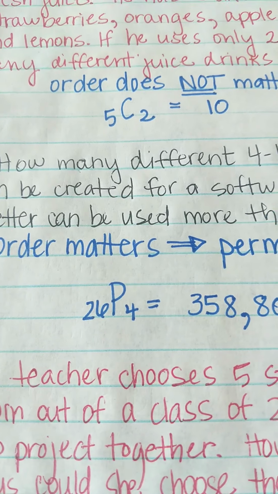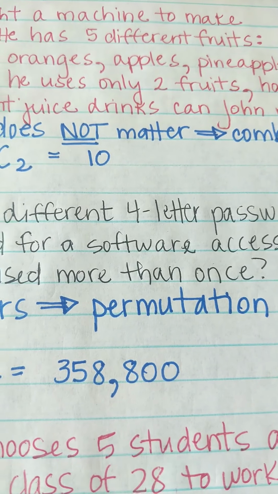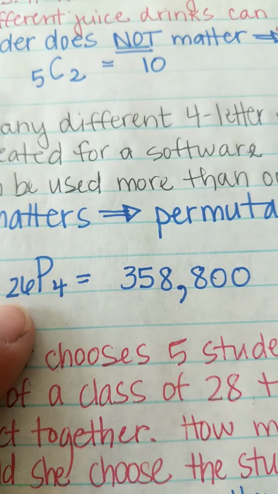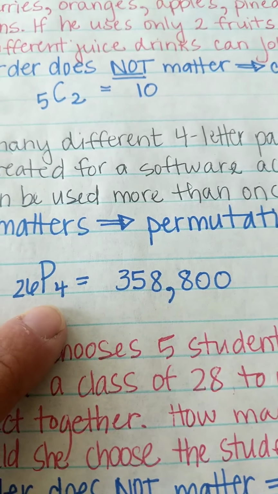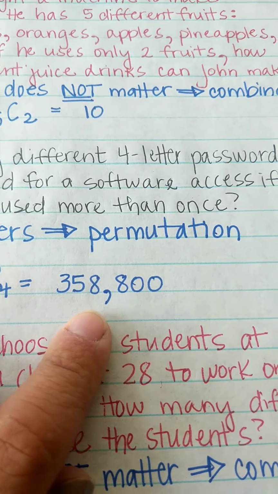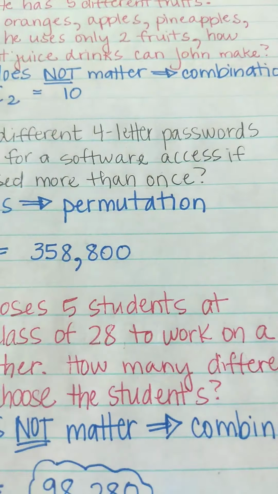Order matters. Now, this time we're talking about letters of the alphabet. There's 26 letters in the alphabet, so I have 26. It's permutation because order matters, and we're choosing 4. That gives us 358,800 different access codes. Okay.